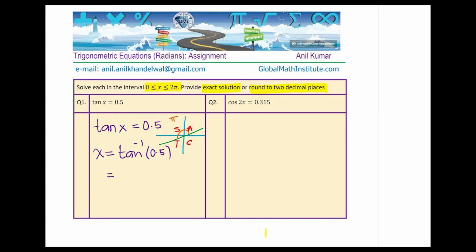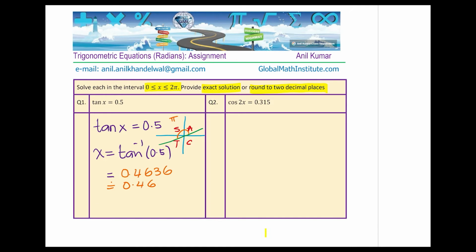Let us use the calculator and find what is tan inverse of 0.5. Well, it gives you a value which is 0.4636. So x is 0.4636. So we're writing to four decimal places. However, we have to round them to only two decimal places. So we can write this answer to the required decimal place as 0.46, correct? So that is one of the answers.